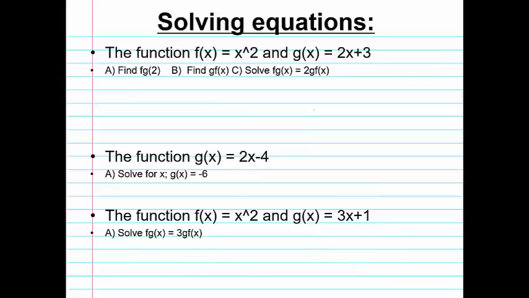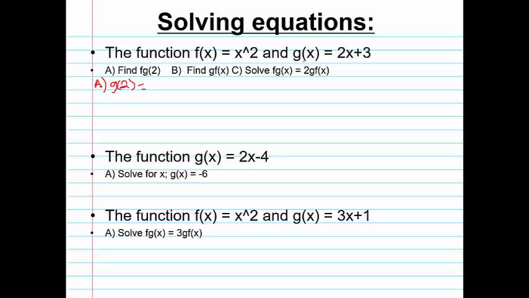Solving equations, the second learning objective. So this question says the function f of x is defined as x squared and g of x is 2x plus 3. And the first question is evaluating the composite function. So what we did on the other exercise, but now obviously it's going to be accompanied by other questions. So let's do A. So first we have to do g of 2.